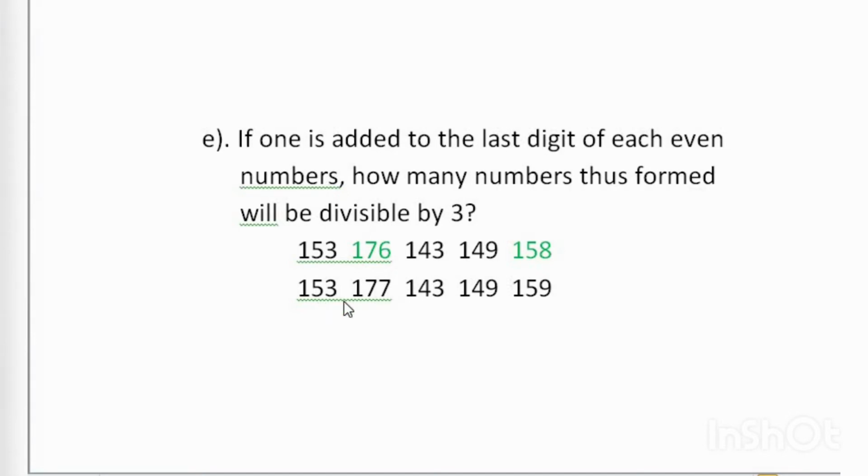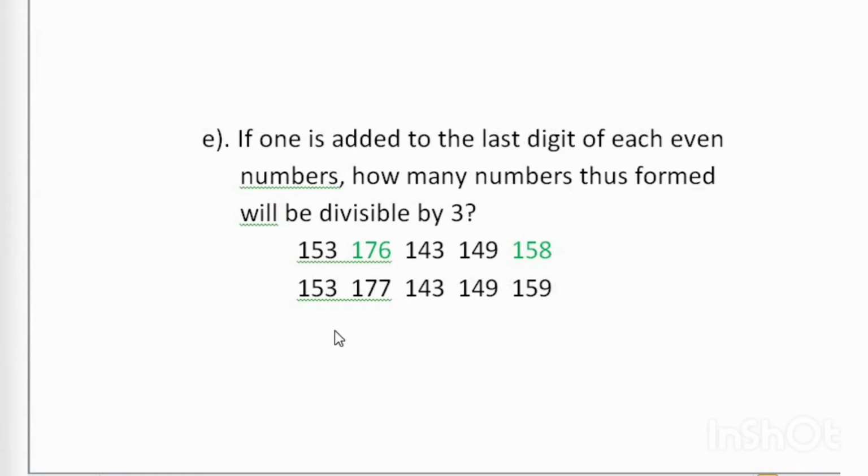And next 177, 1 plus 7 plus 7. It is 15. Again 15 is divisible by 3. So 177 is also divisible by 3. In case of 143, 1 plus 4 plus 3, it is 8, which is not divisible by 3. And in case of 149, 1 plus 4 plus 9, it is 14, which is also not divisible by 3. And in case of 159, 1 plus 5 plus 9, 15. Again it is divisible by 3.